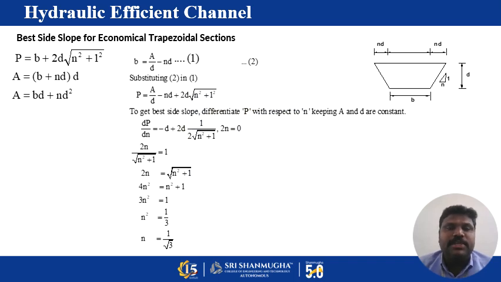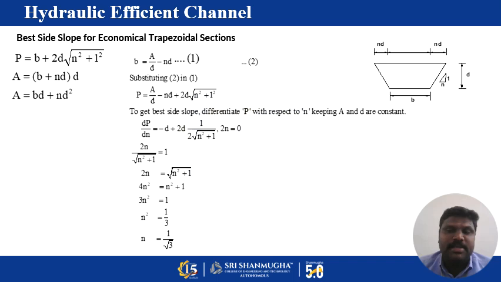The hydraulic efficient channel for trapezoidal section, for getting the value of the side slope n. So we know that b is equal to a by d minus nd, and the perimeter equation and area equation we already know. We are to get the best side slope. I'm going to differentiate the perimeter with respect to n, keeping a and d as constant, because I'm going to get the value of side slope. What will be the maximum side slope through which we can get the maximum discharge? When I'm differentiating the perimeter with respect to n, keeping a and d constant, I can get the value of n.